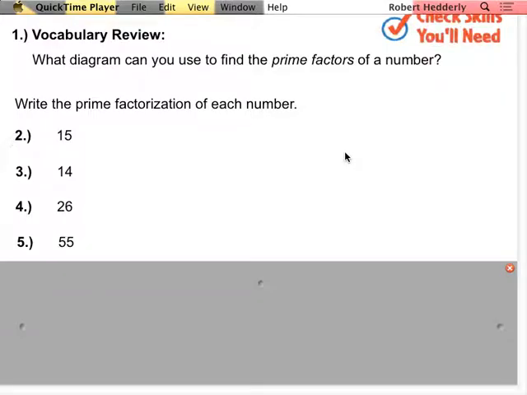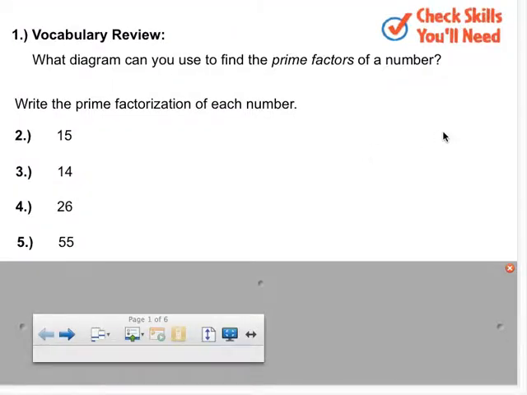Okay, this is Lesson 3, Unit 6, second semester, 7th grade math. Vocabulary review. What diagram can you use to find the prime factors of a number? Yes? Not a tree plot. Can somebody help him out? He's very close. Nope. A factor tree. Very good.